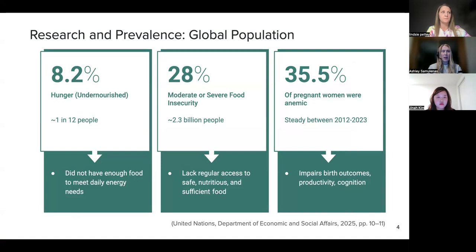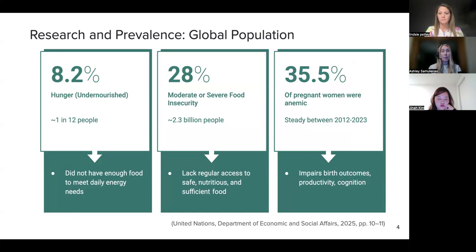According to the 2025 UN Sustainable Goals Report, despite some modest declines in hunger and food insecurity, the numbers remained higher than they were before the pandemic, with 8.2% of the global population facing hunger or not having enough food to meet daily energy needs. And approximately 28% experienced moderate or severe food insecurity, meaning they lacked regular access to safe, nutritious, and sufficient food. And that equates to 2.3 billion people.